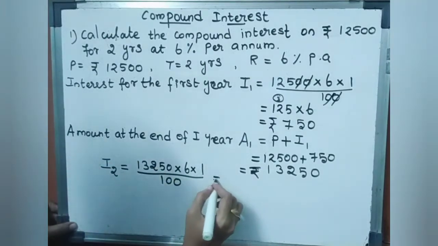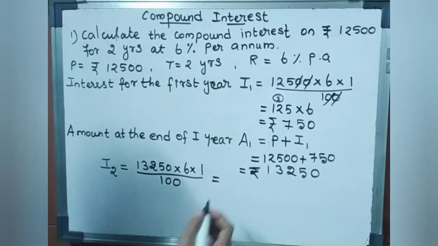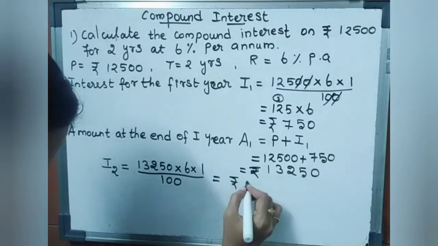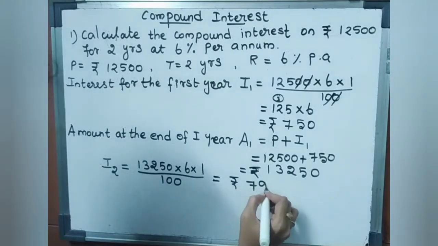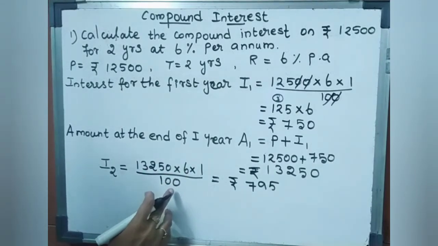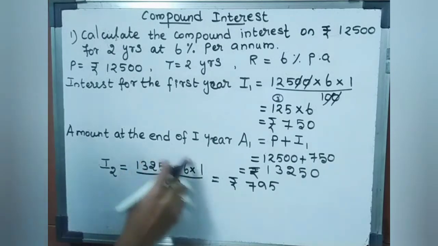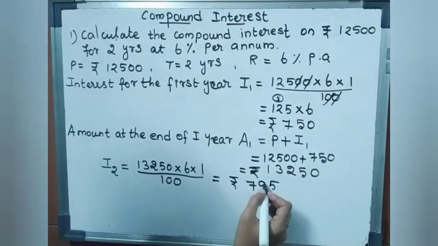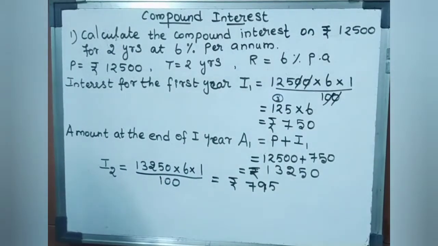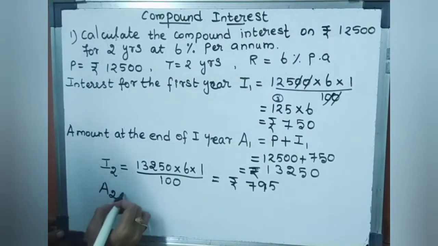When we are calculating, after simplification you will be getting the answer rupees 795. You know how to cancel this. We can multiply all these numbers and divide by 100. So 2 zeros we can remove from this total product. So we will be getting 795 rupees. And the next one, the same way we are going to find A2, amount 2.